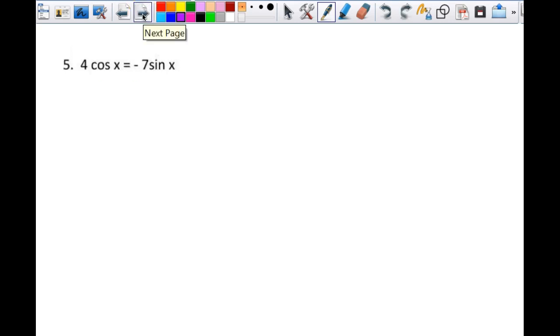Okay. So I've got a cosine and a sine. Neither one of them are squared, so I can't do the Pythagorean identity thing or anything. So what would I do in this case? Do what? I heard something over there.